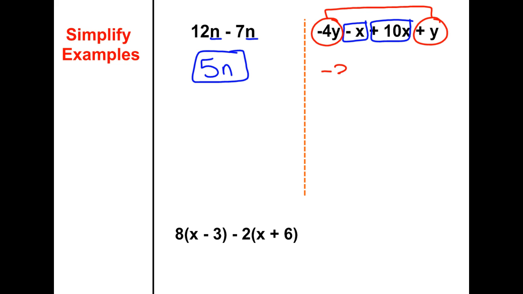Well, that's going to be -3y. And then I'm going to do -x plus 10x. Well, we know that's -1x, so plus 10 would be positive 9x. And that's fully simplified because we cannot combine unlike terms. Y and x are different, so we cannot combine those.